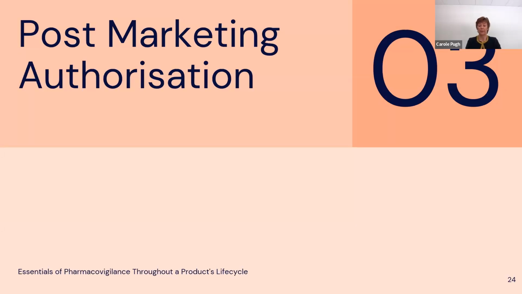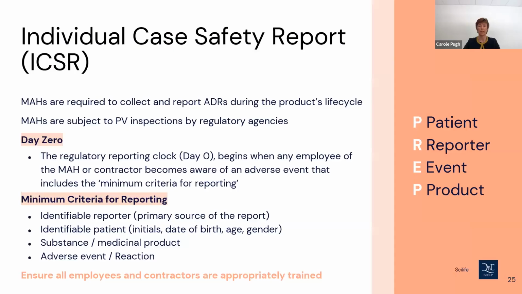So hopefully you now have received your marketing authorization, and then you can move into the activities post-authorization. The first fundamental part of pharmacovigilance after approval is to ensure that you have a system to collect and report adverse reactions during the product's life cycle. These can be reported to the company by healthcare professionals and the general public, and you must treat them all in the same way.